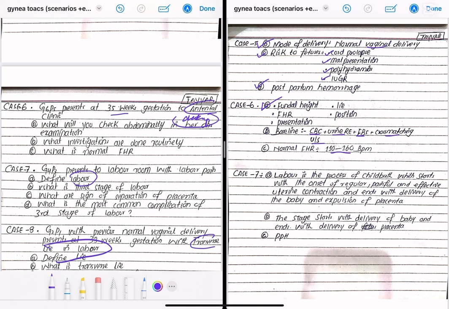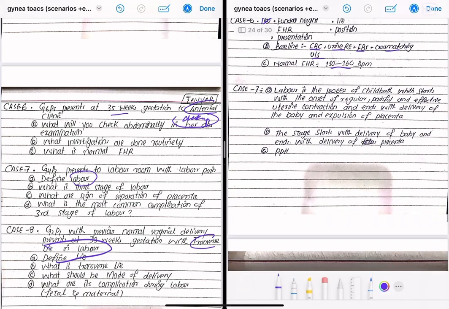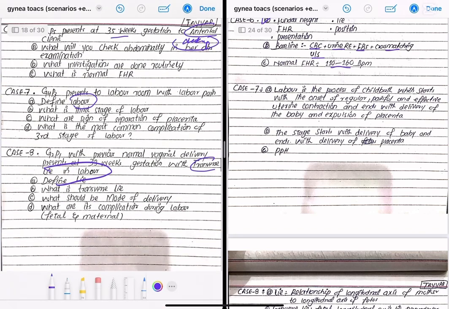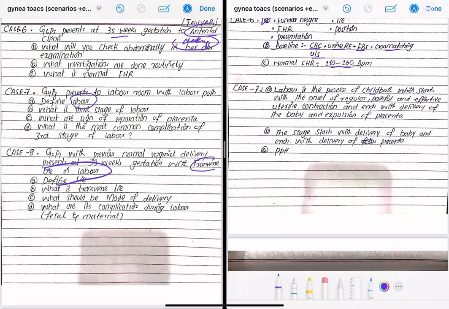Now we have case number 7, in which a G4P3 presents to the labor room with labor pain. So define labor. Labor is the process of childbirth which starts with the onset of regular, painful, and effective uterine contractions and ends with the delivery of the baby and expulsion of the placenta.